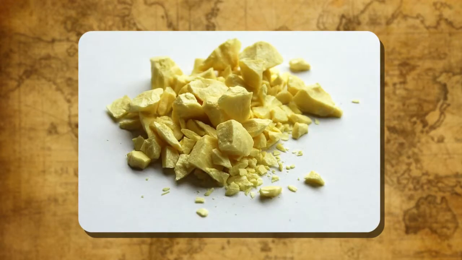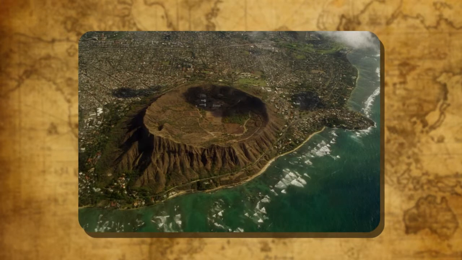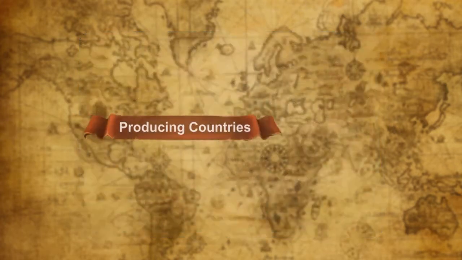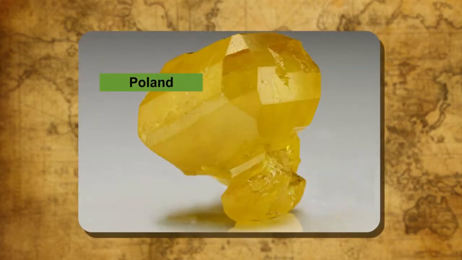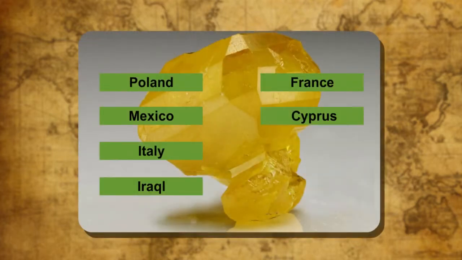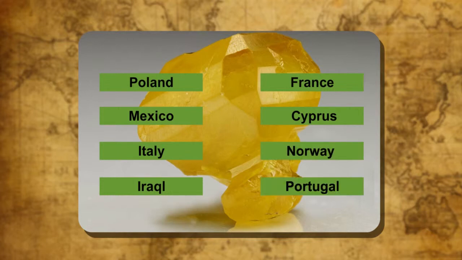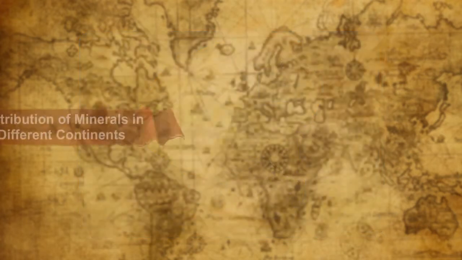Sulfur is available in sufficient amount on the Earth. It is mainly found in volcanic craters and around them. Producing countries: Poland, Mexico, Italy, Iraq, France, Cyprus, Norway, and Portugal are the important sulfur-producing countries.